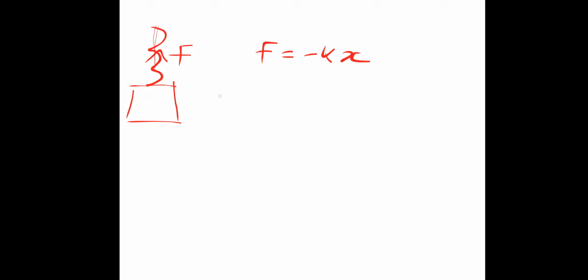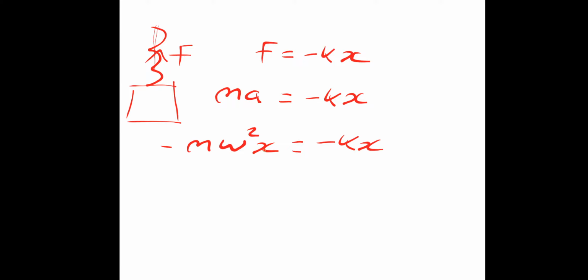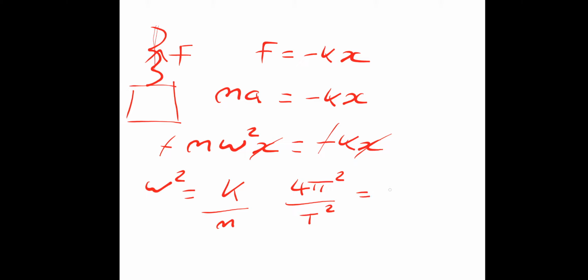Then the force is equal to, we can substitute in ma, Newton's second law, so mass times acceleration is equal to minus Kx. And then because this oscillating mass will exhibit simple harmonic motion, we can substitute in, you'll see now, m, put a minus, and acceleration is minus omega squared x equals minus Kx. The x's will cancel, the negatives will cancel, and omega squared is equal to K over m. Then we can use omega as 2 pi over T. So 2 pi over T squared would be 4 pi squared over T squared equals K over m.